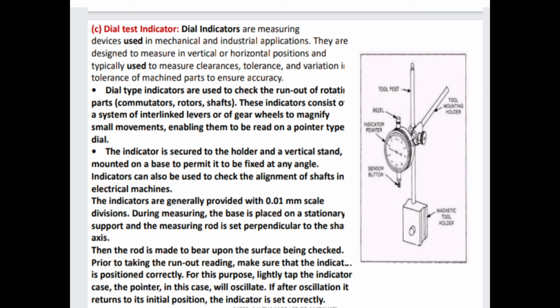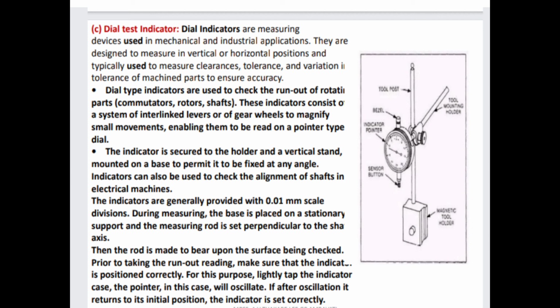Indicators can also be used to check the alignment of shafts in electrical machines. The indicators are generally provided with 0.01 mm scale division. During the measuring, the base is placed on a stationary support and the measuring rod is set perpendicular to the shaft axis. Then the rod is made to bear upon the surface being checked.